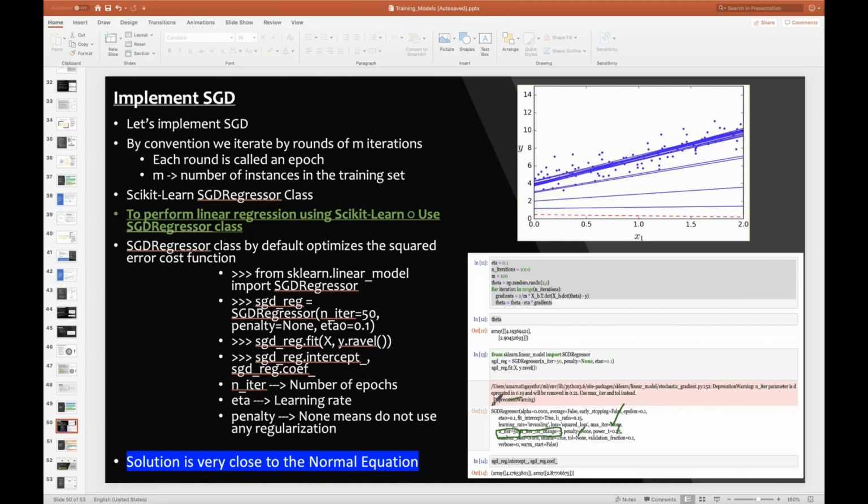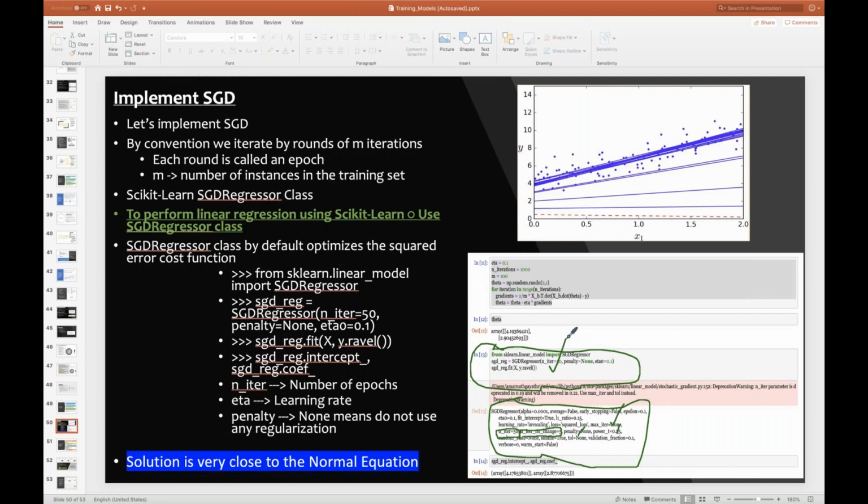What this is telling is that in this stochastic gradient descent I have implemented, n iterations equal to 50, which means I have 50 iterations here. In these 50 iterations, the learning rate at each round is very important. And each round, what it has learned, is called an epoch.